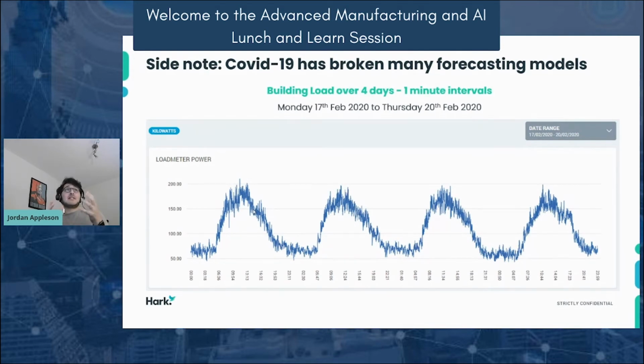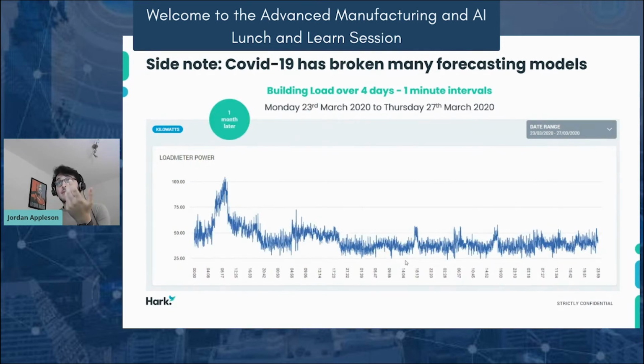This is an example. So with COVID-19, from the 17th of February to the 20th of February, so 4 days, is the load of a building at 60-second intervals. This is what a seasonal pattern looks like. Load every day, building is used, then not used.